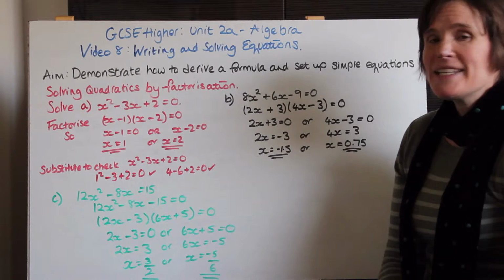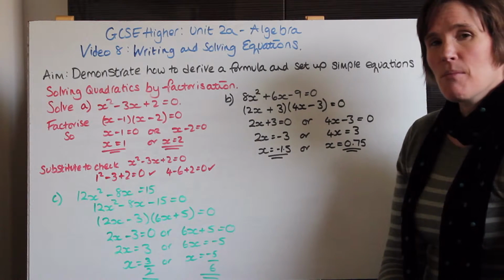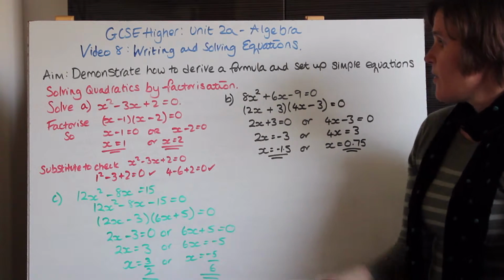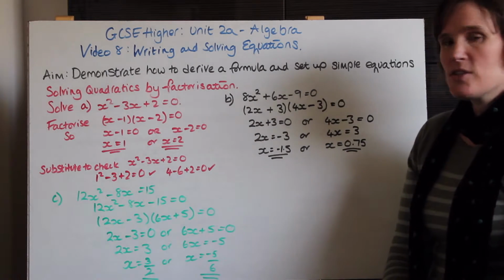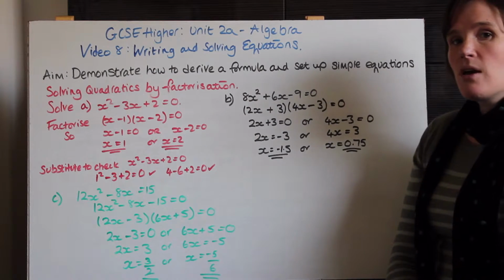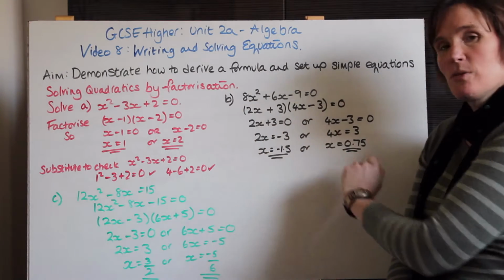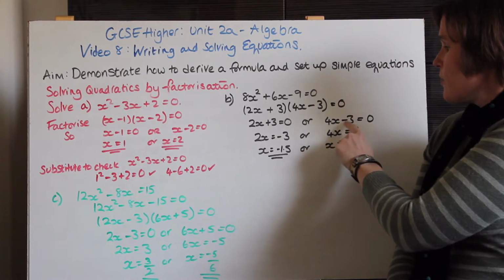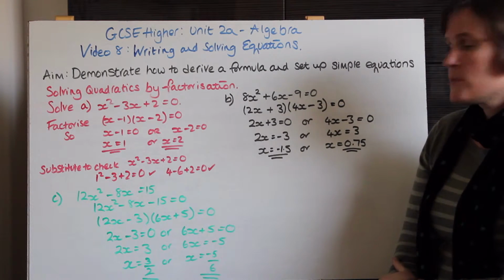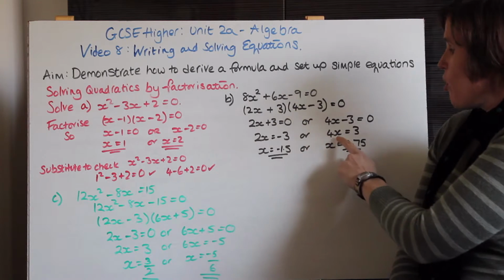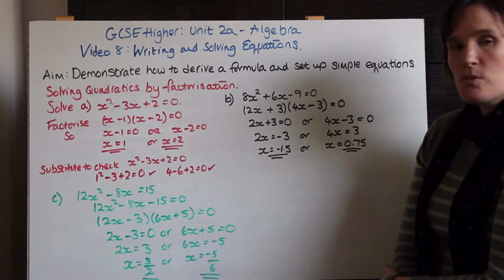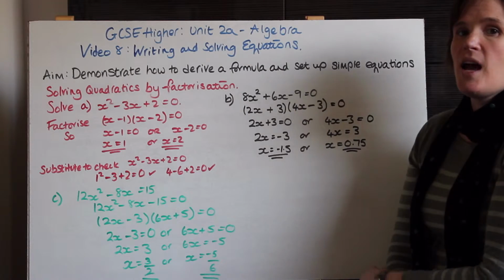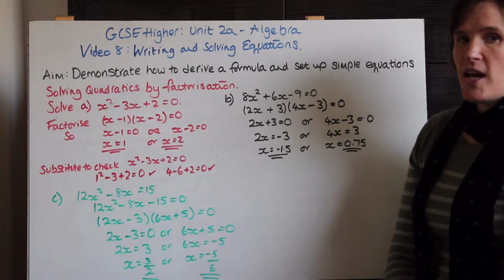Next example, 8x squared plus 6x minus 9 equals 0. That factorizes to 2x plus 3 multiplied by 4x minus 3 equals 0. So either 2x plus 3 equals 0 or 4x minus 3 equals 0. So either 2x equals minus 3 or 4x equals 3. So x equals minus 1.5 or x equals 0.75. And normally you'd substitute back in to check.